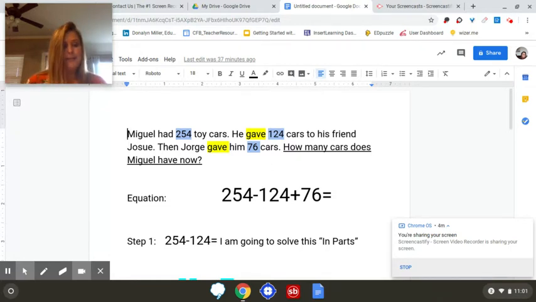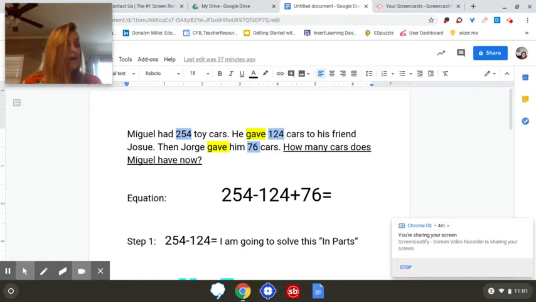Remember that. Now the statement, let's move on, that Jorge gave him 76 cars. Well, Miguel is receiving those cars. So that means that we have to add.